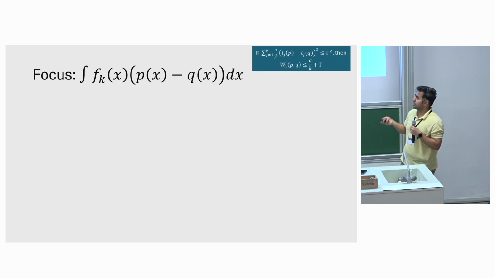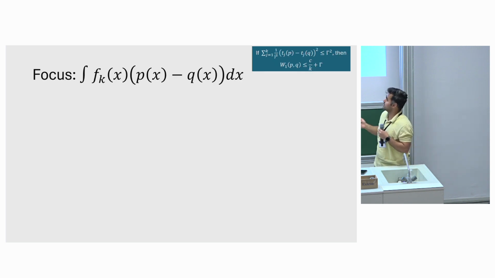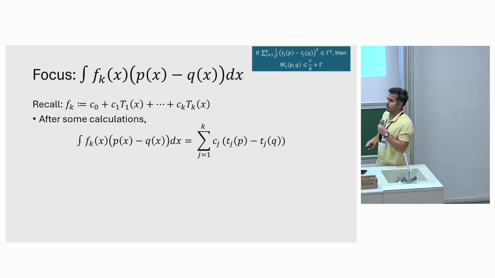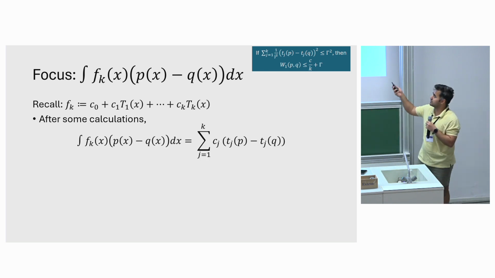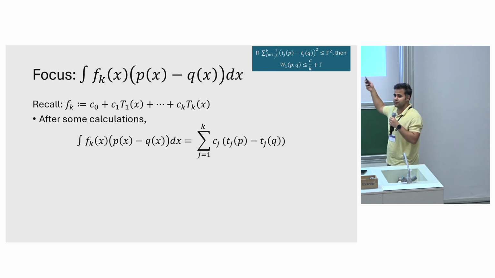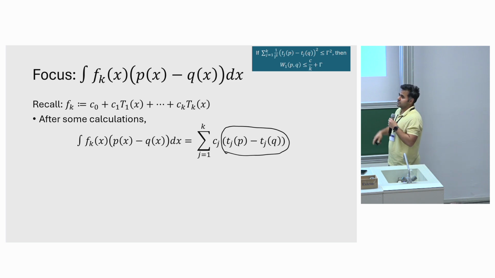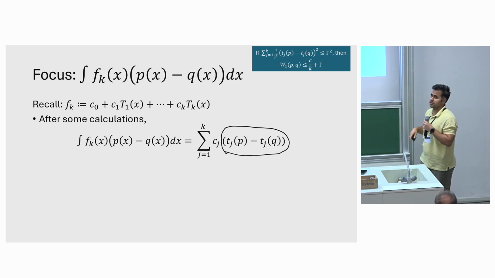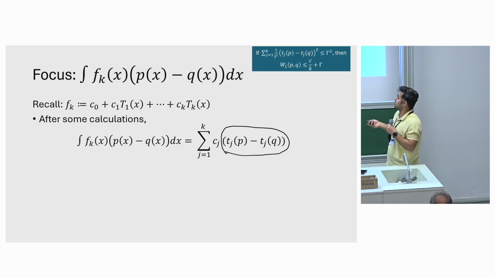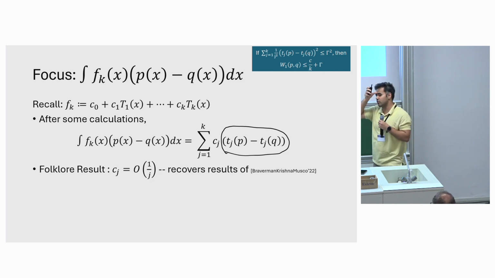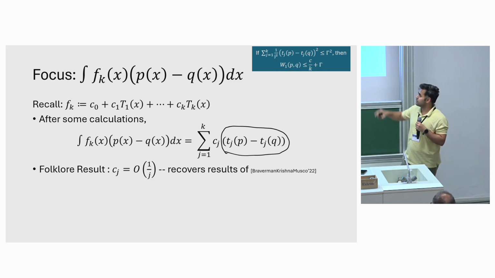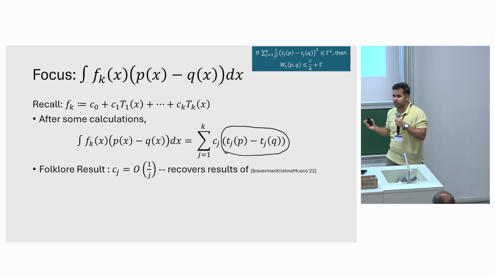Now the main thing of interest is the second term. After some calculations, you can show that this is just c_j times the difference of the jth Chebyshev moment of P and Q. This is the quantity we are interested in controlling. The folklore result says that c_j is order 1 over j. So if this circled thing is order epsilon, then we recover the result of Braverman-Krishnaswamy-Musco.